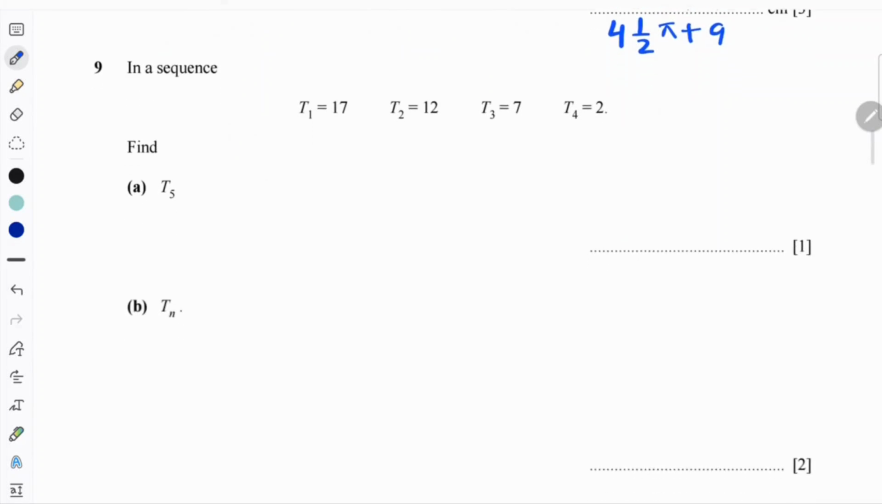Now the next question, question number 9, a sequence question. T1 is 17, T2 is 12, T3 is 7, T4 is 2, find T5. So term 5 is required. We just see how much is the difference between each and every term. 12 minus 17, it is a decreasing sequence, we'll have minus 5. 7 minus 12 will also be minus 5, and 2 minus 7 will also be minus 5. So the next one, more minus 5, that will be minus 3.